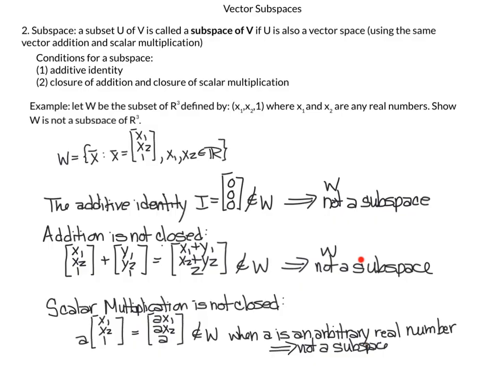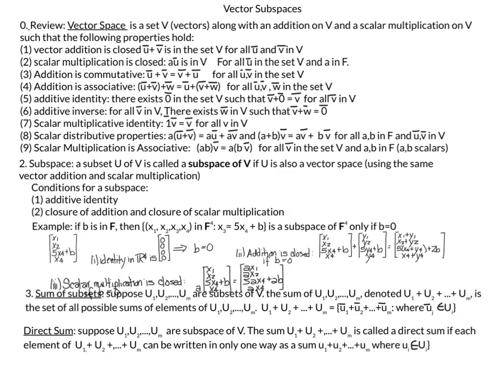So there are 3 conditions here, and all 3 of them failed, but it's sufficient just to have one failure to be able to say that W is not a subspace. So we've done many examples now of subspaces. We're going to look at sum of subsets and a direct sum.